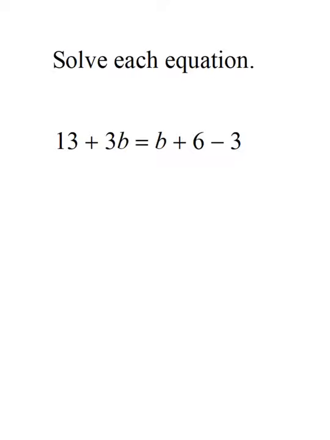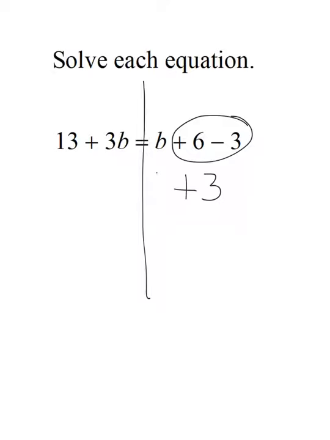All right, let's look at this example. Again, I'm going to see each side separately. I want to look at, do 13 and 3b combine? No, they don't, because one is a variable and one is a constant. So now on the right-hand side, I have a b, but then I have the constant of 6 and the constant of negative 3. I have two constants, so I need to combine those. 6 and negative 3 is positive 3. So on the right-hand side, that is simplified to b plus 3. And on the left-hand side, I have 13 plus 3b.